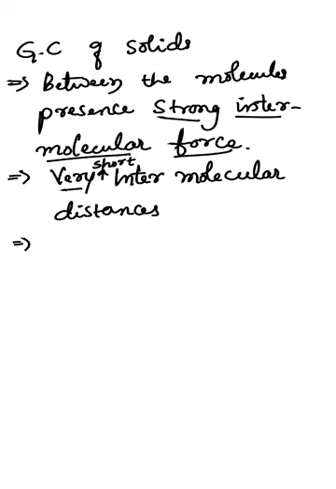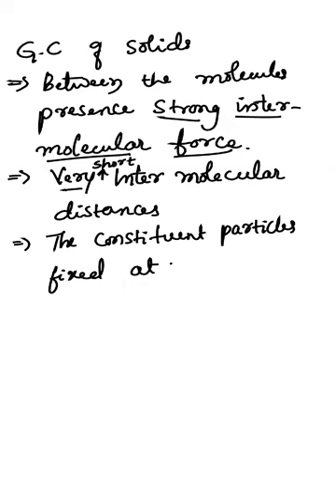Then the constituent particles are fixed at a position, they cannot change their position. Why can't they change their position? Because see here, this is the arrangement of molecules or particles in the solids. Due to this, these particles can't move freely. For that reason, they have a fixed position.